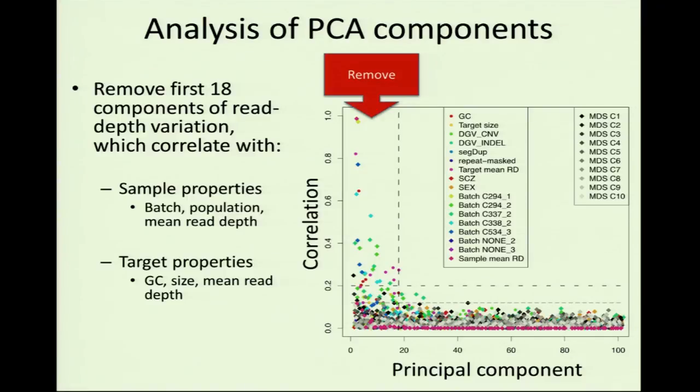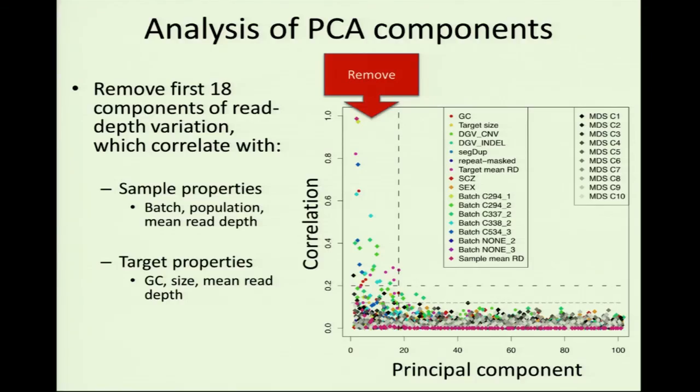And we're going to do that using the principal component analysis. So you basically do this principal component analysis, and as the plot says, you just remove those strongest principal components. In this case, you remove the first 18 principal components, and you reconstruct the read depth signal without that strong variance that's due to non-copy number signal.